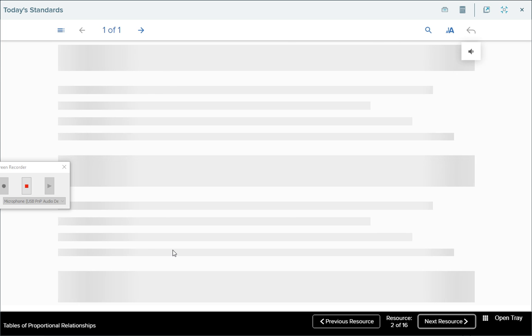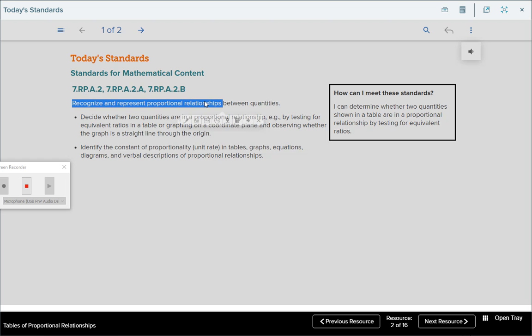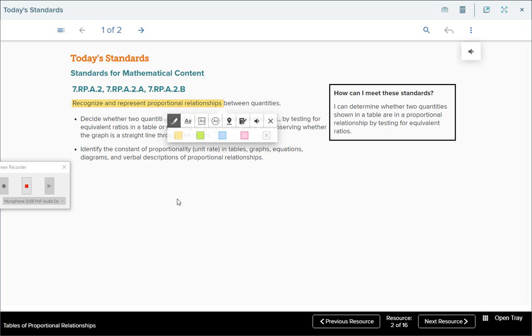Okay, here's your objective. If you will write your objective, please. All I want you to write is: recognize and represent proportional relationships. Recognize and represent proportional relationships. This right here is what I want you to write. Okay, everybody got it?